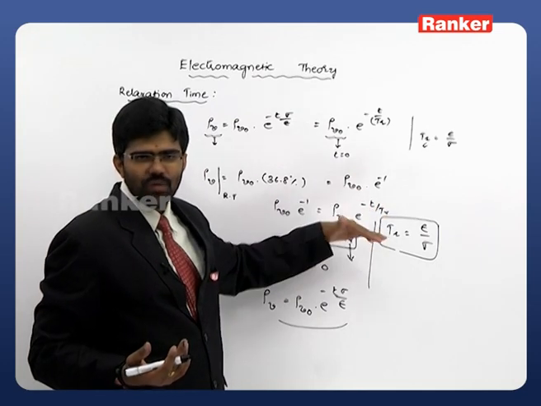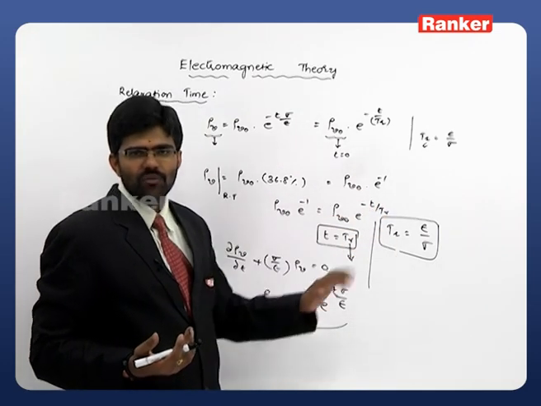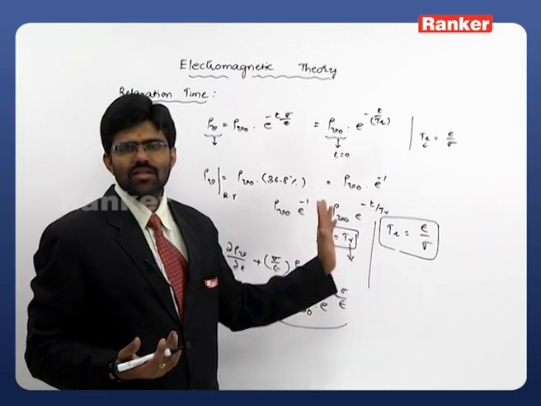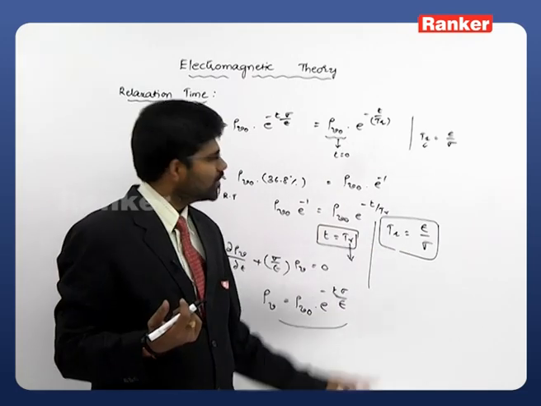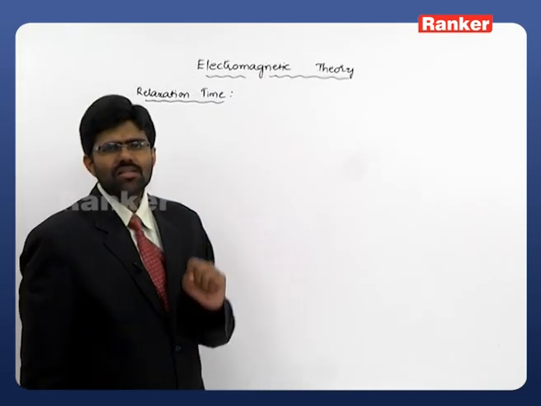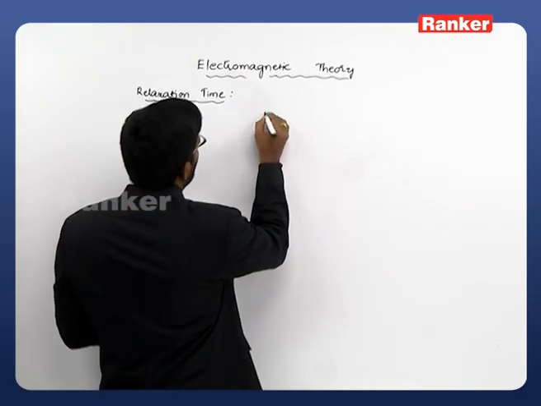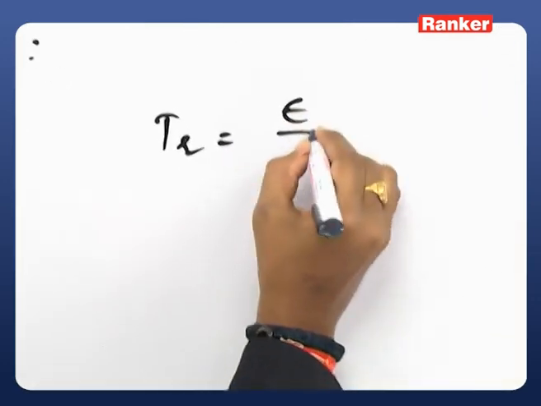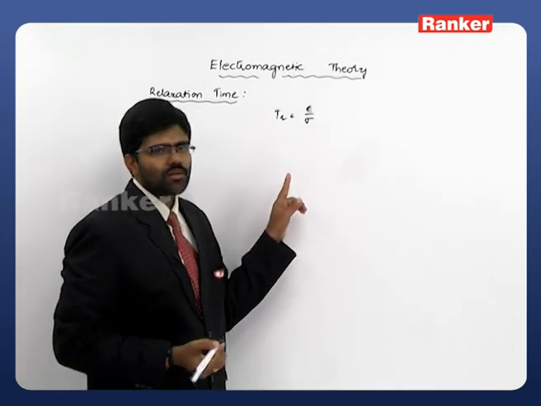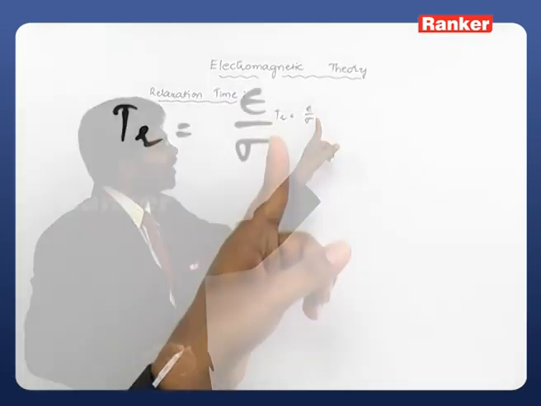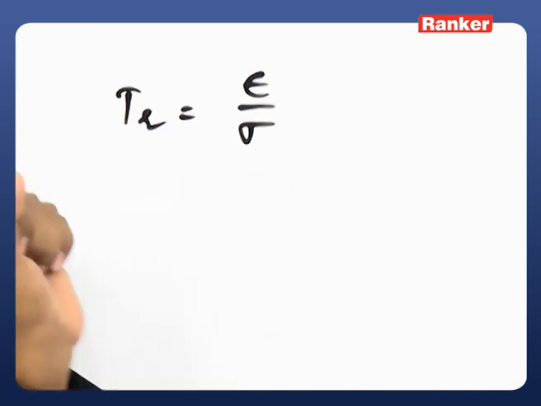So for a dielectric medium, what about the relaxation time? And for a conducting medium, what is the relaxation time? With simple examples, we will examine that. The relaxation time we derived is tr. The notation is tr equals epsilon by sigma. If you observe clearly, it purely depends upon the material characteristics only, that is epsilon and sigma only.